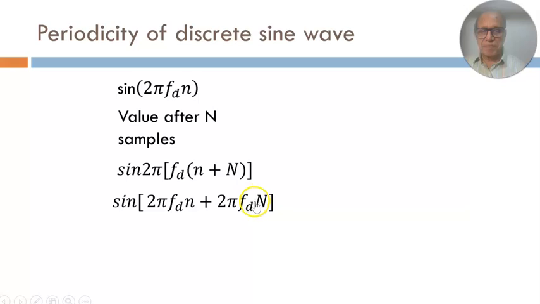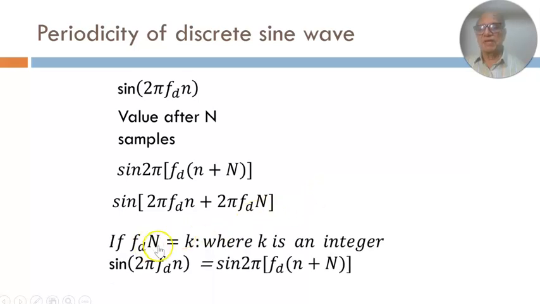Now notice that this product of fd multiplied by N, if it is an integer, then the angle is changed by an integer multiple of 2 pi. And if that happens, the sine value is retained. That is, whatever is the value of this sine function will be the same as the value of this function, assuming that the product of fd into N is an integer. So that is the condition. If fd into N is equal to k, where k is an integer, then this is equal to this.